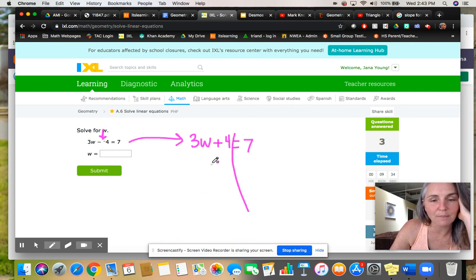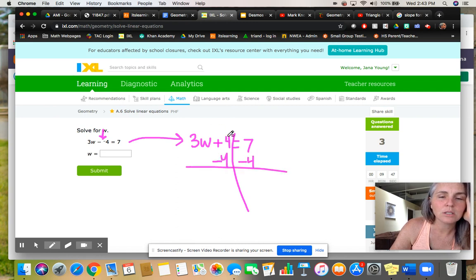Oh, that wasn't straight. Equation. So anything added or subtracted gets moved first. So I'm going to move this 4. 4 is positive, so I'm going to subtract it. Minus 4, minus 4. Wow. 4 minus 4 is 0, just like I want it to be.